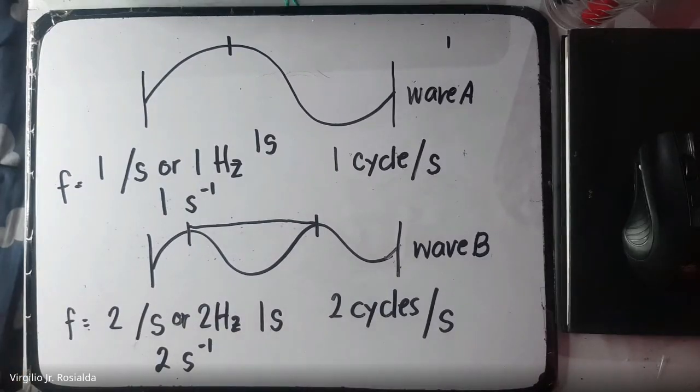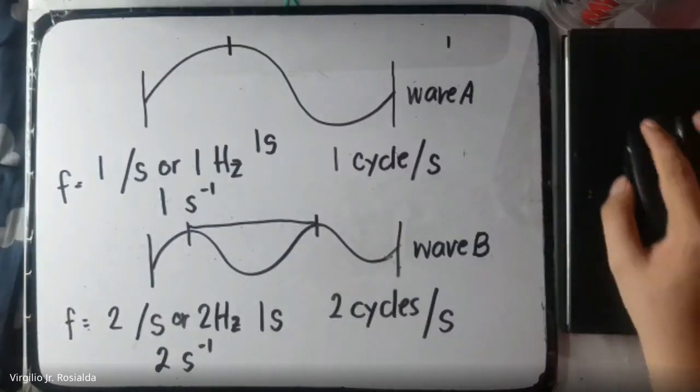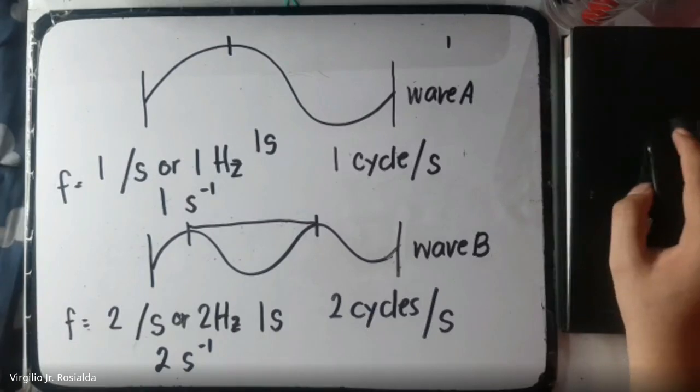So that's how we explain what we call frequency. So we define frequency as the number of cycles of a wave in a given period of time. Okay, so that is what we call a frequency.